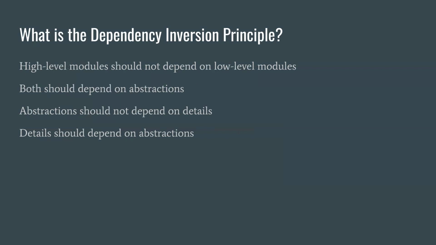What is the dependency inversion principle? The dependency inversion principle states 2 key points. High-level modules should not depend on low-level modules, and both should depend on abstractions. And abstractions should not depend on details. Details should depend on abstractions. Essentially, DIP encourages us to reverse the typical direction of dependency in software design.